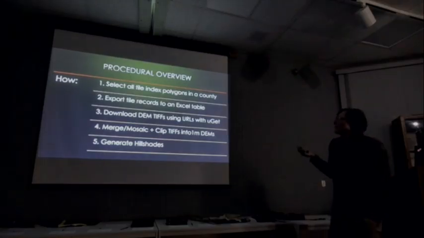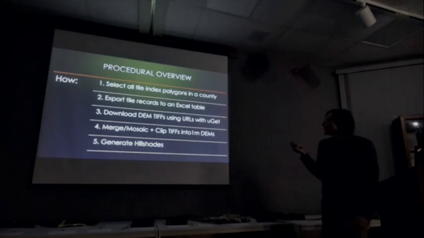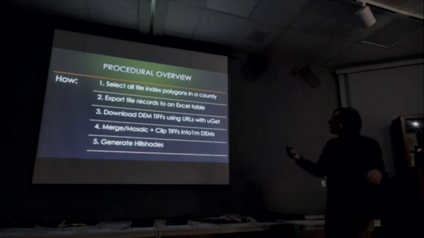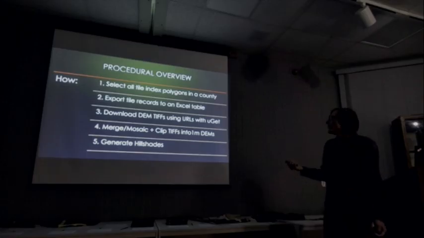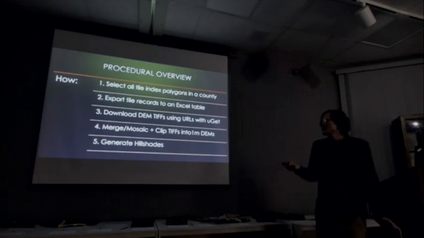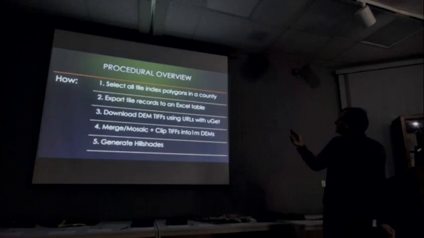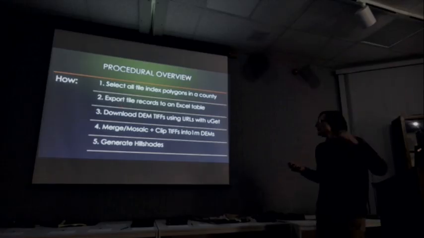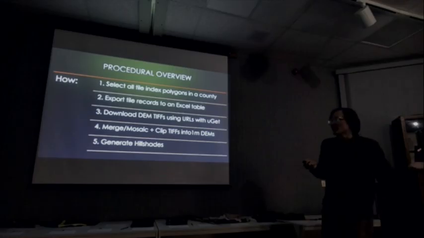So this is a procedural overview. This is how I created ultimately the Hillshades. First, after generating this massive tile index that covered the entirety of South Dakota, I selected all those tile polygons in ArcGIS Pro, and then I exported the selected records for a specific county, so that's important. So I selected all the index polygons within a county, then I exported the records to an Excel table, so that way I could copy the TIFF URLs.